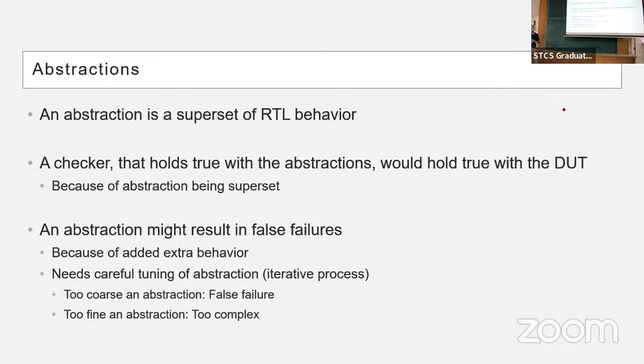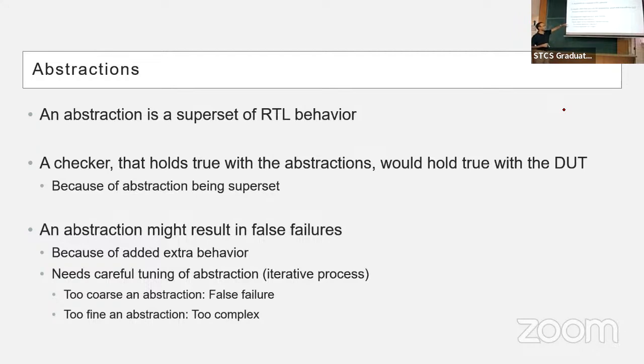And abstractions are of the nature that they are a superset. Any checker which holds with the abstraction would hold true with the design also, because of what abstraction means. So for example, I'll give some examples.